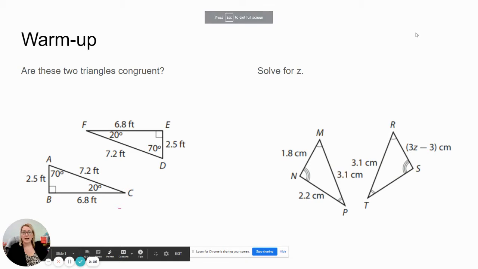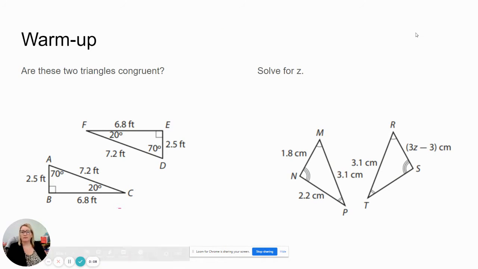We are going to do our next type of triangle congruence. But before we get started on that, we're going to review what we learned yesterday. On this first one, decide if these two triangles are congruent. And then on this second one, solve for Z using the exact same skills we used in yesterday's lesson.